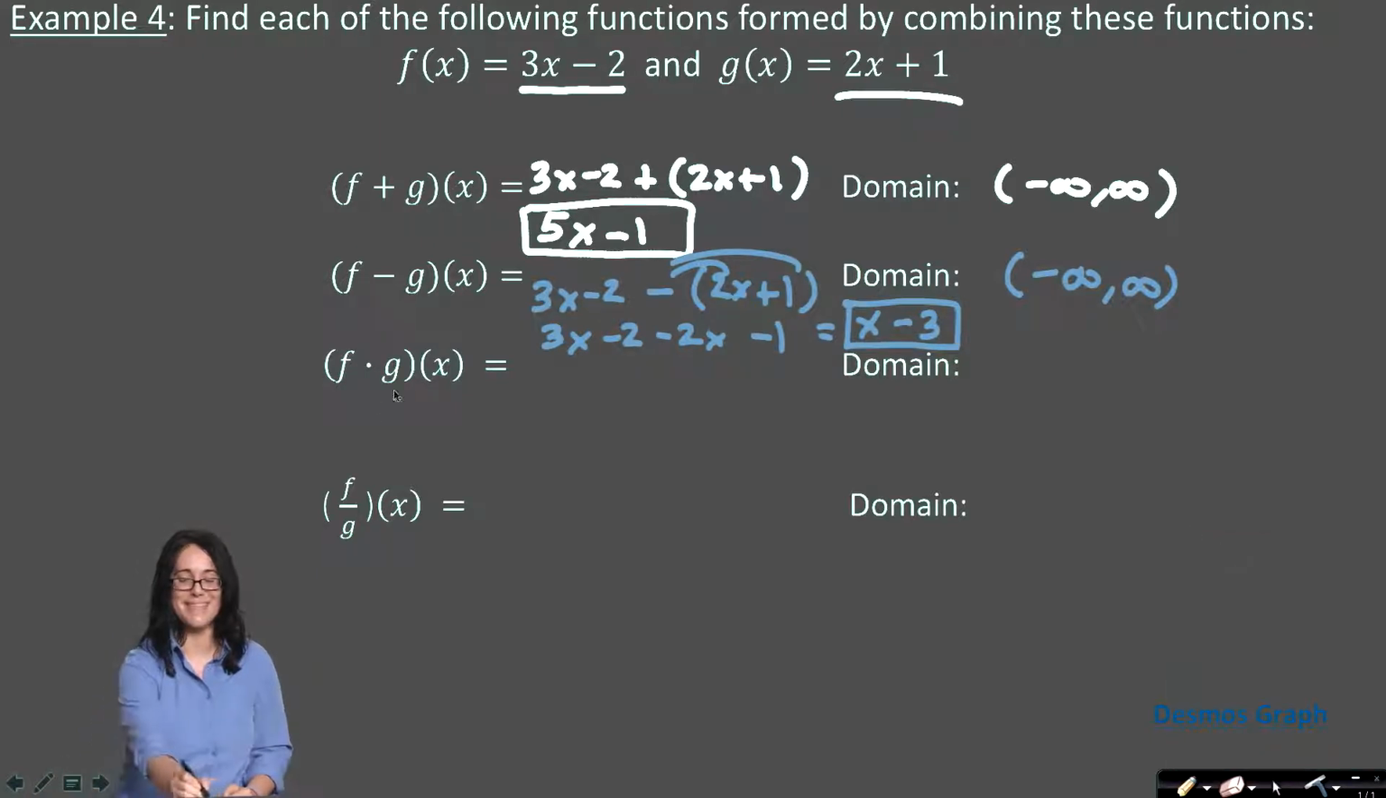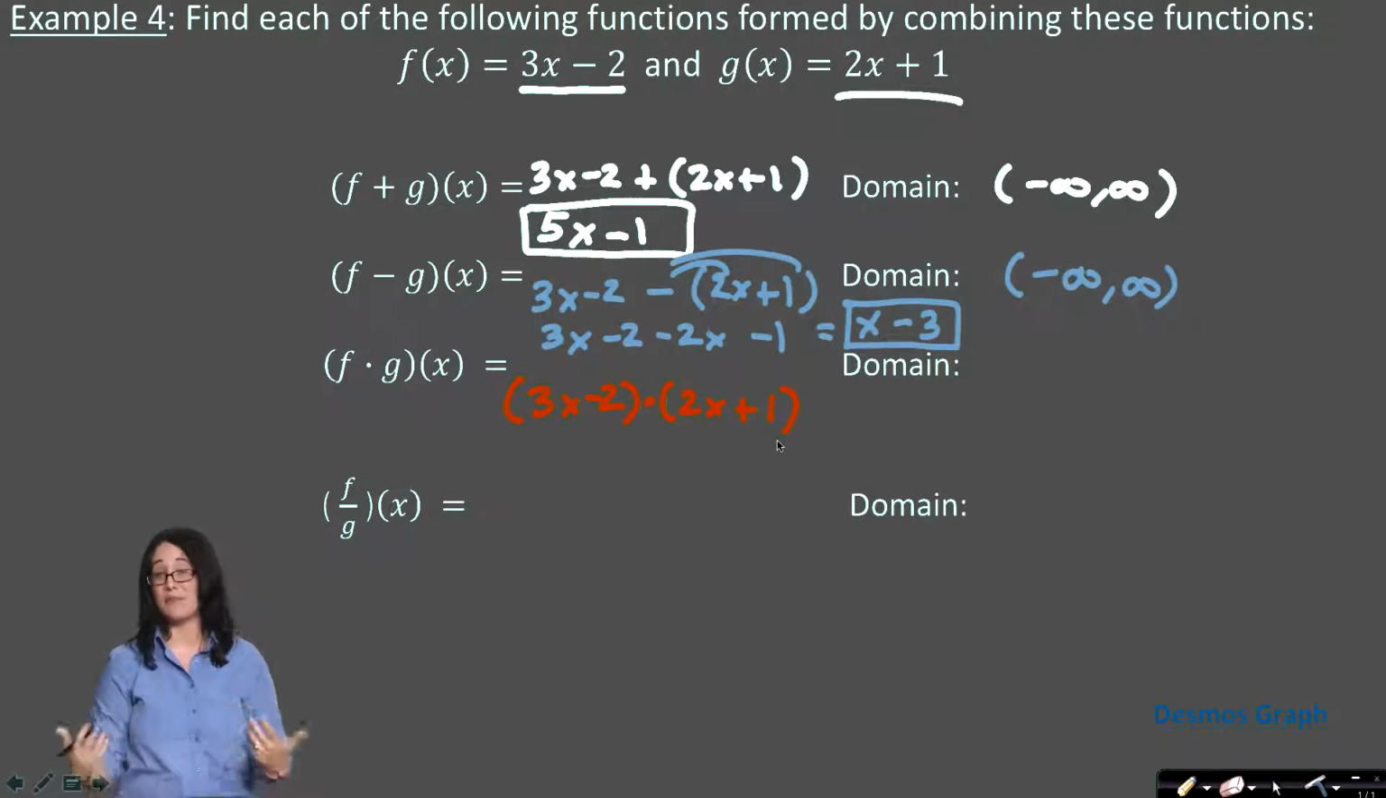But what about when you multiply the two functions? Did things get a little more intense? Yep, f of x was 3x minus 2 in parentheses, and we were told to multiply it by g of x. So that was parentheses 2x plus 1. And when you did that, you'd have to have FOILed, right? So what did you get?